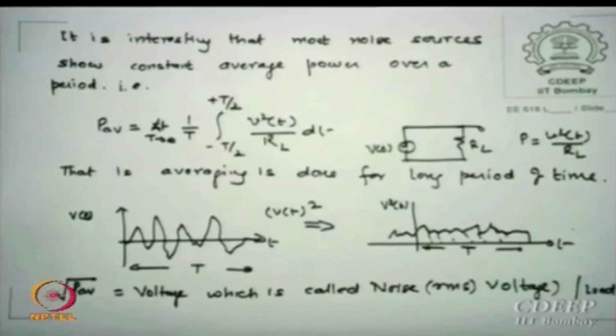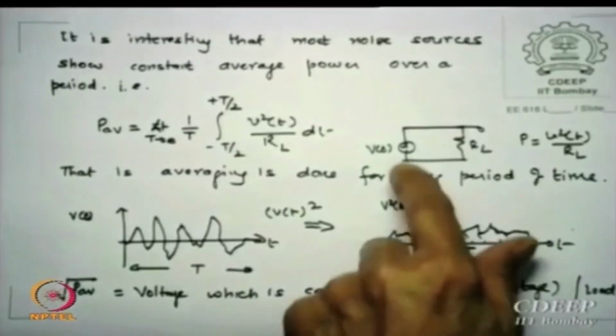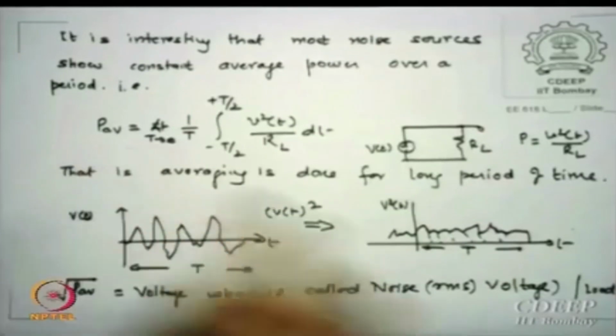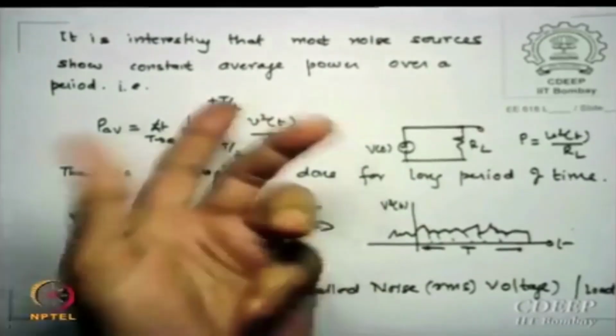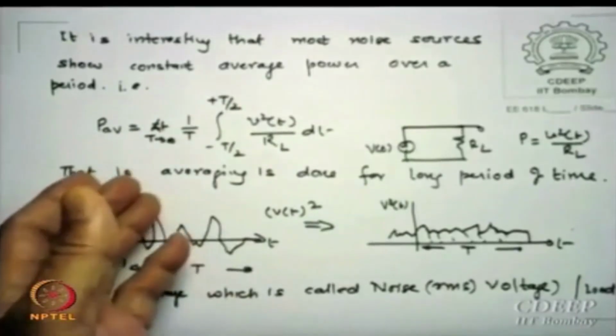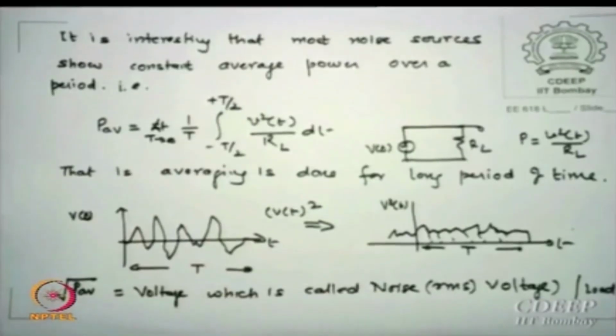But of course that depends on averaging for a long period of time. In a very short period it may become 0, or it may be very large or very small. If you average it for a very large time, then the noise will have an average power. For example, if I have a resistor and I connect a V(t) source, then the power delivered is V square(t) by RL. So the average power for any random source V(t) is 1 upon T, as T tends to infinity. Infinity does not mean really infinity, we use infinity because many of the integrals can be easily solved if I put infinity.